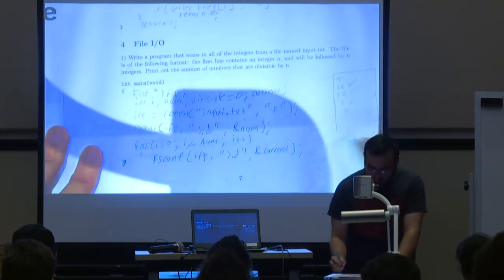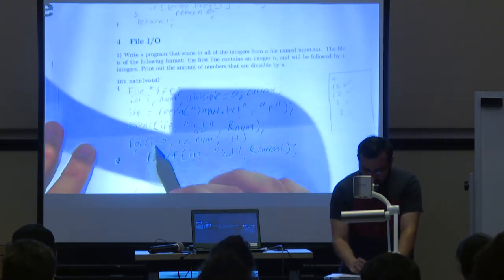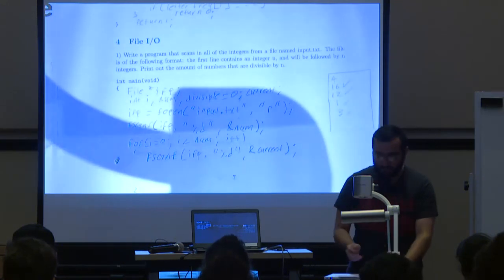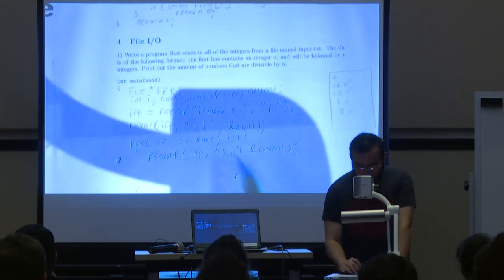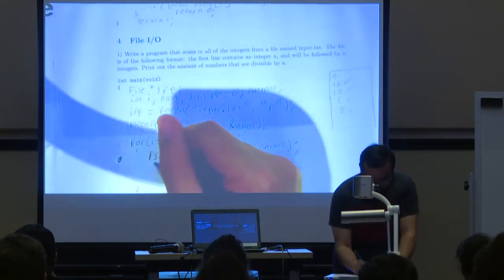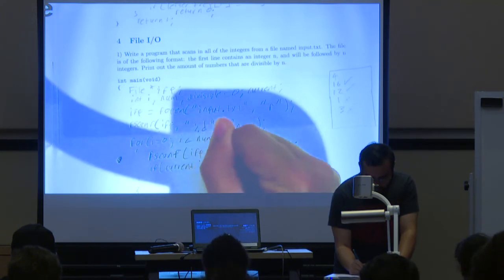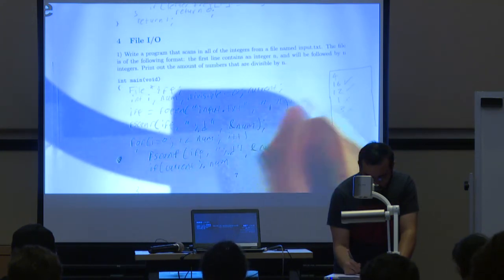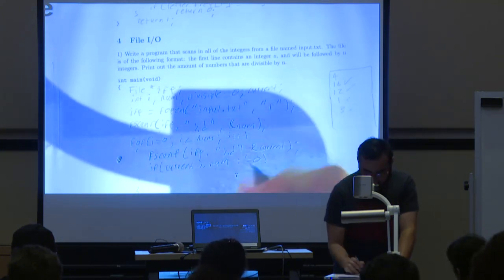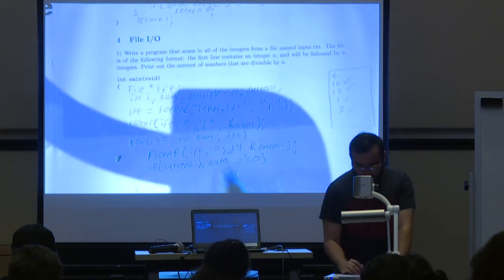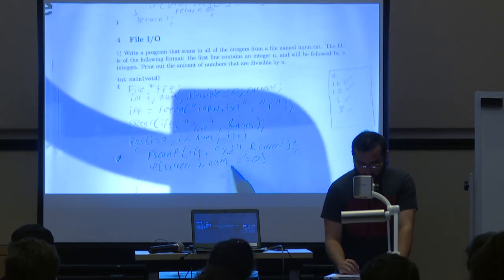So now we've scanned in this first integer, assuming i is equal to 0. We've scanned this first integer into current. So now we need to check, is it divisible by num? So we would say if current mod num is equal to 0. If current mod num is equal to 0, that means that it's evenly divisible by num.